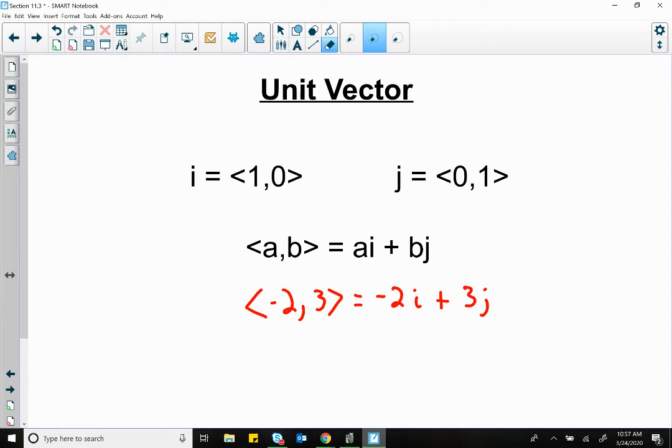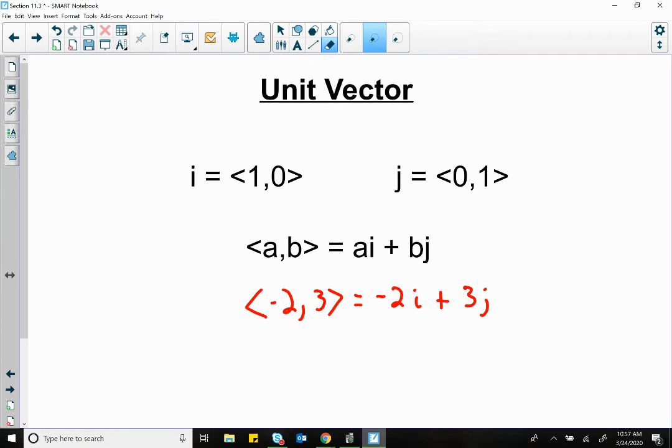So that's what the unit vector would look like. It's just another way to rewrite vectors. And all this i means is how far are we moving left or right? And right here, all this means is how far are we moving up and down? That's what the unit vectors are. Again, it's just another way to rewrite it. Okay?